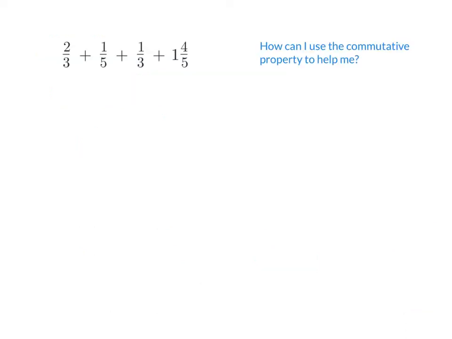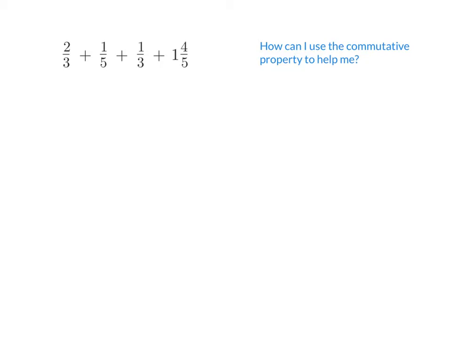So, as we can see here, we have a multi-term problem, right? How many terms are there in this problem? 4. Take some time to copy down the 4 terms. 2/3 plus 1/5 plus 1/3 plus 1 4/5. What mathematical operations are we doing here? Addition. Now, when it comes to addition, is there a commutative property? Can we move the terms around without changing the value? Yeah.